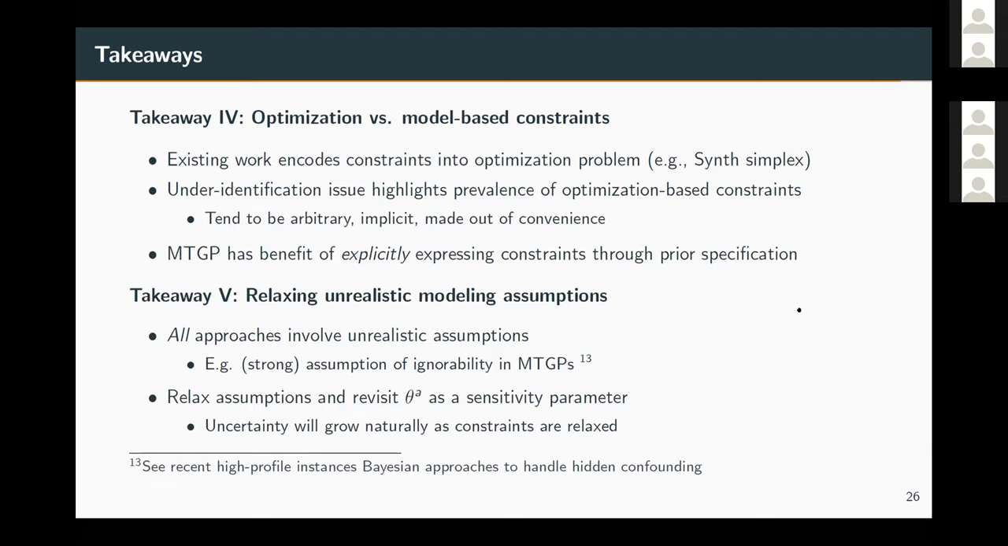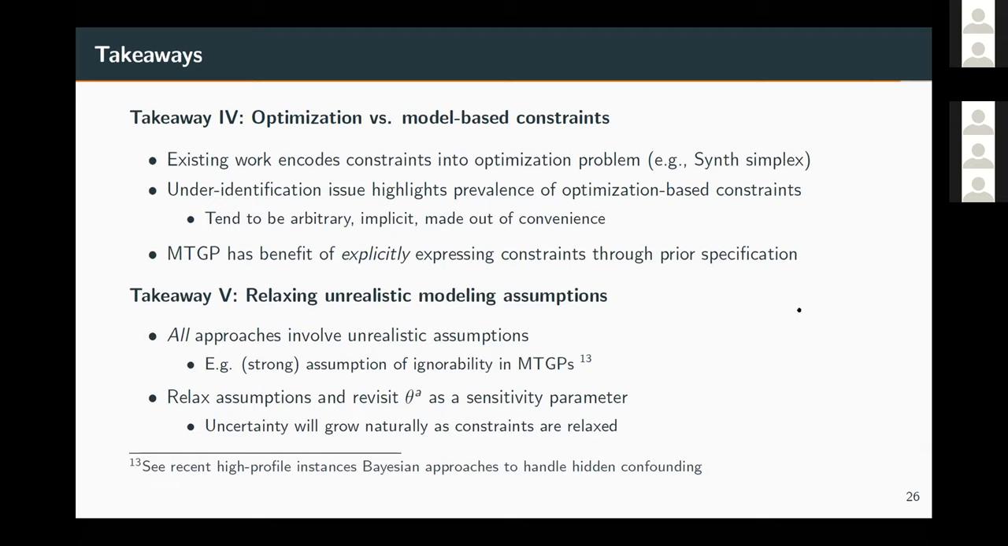And there are a lot of high profile instances recently of people trying to just fit stuff that they say is identified, when clearly there's issues with identification here. And so what you could think about doing is relaxing those ignorability assumptions.